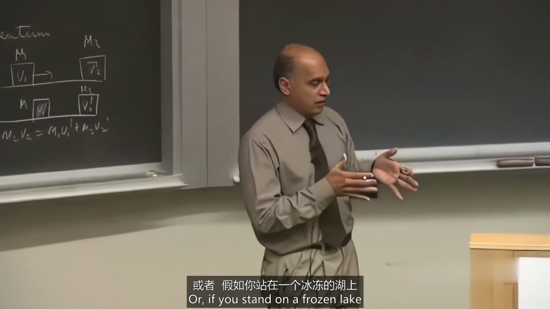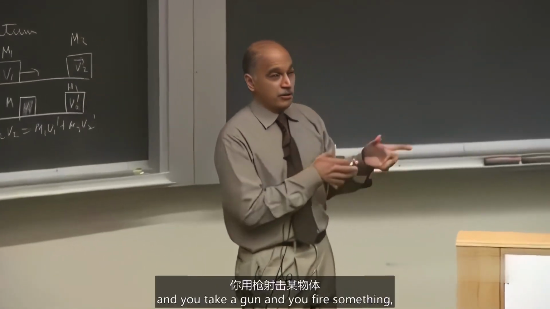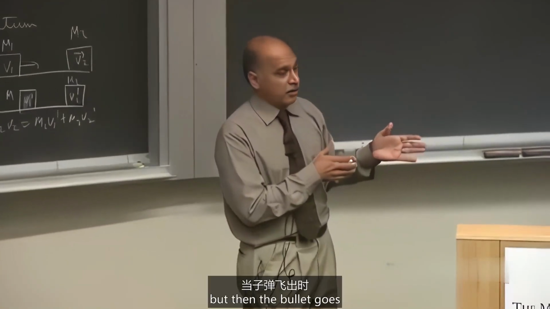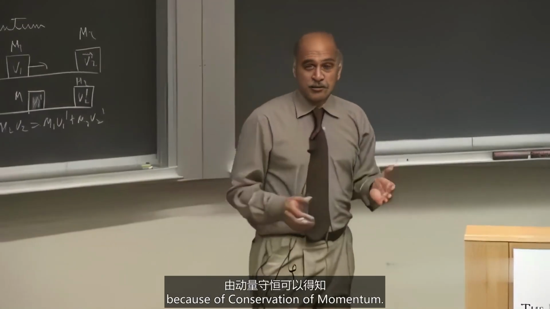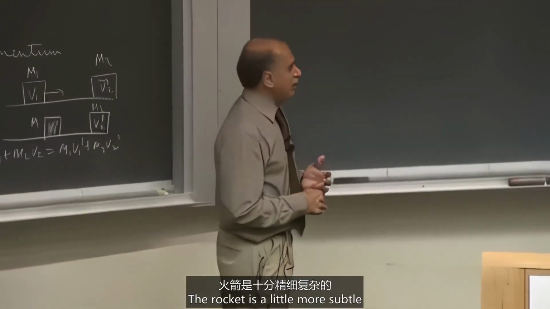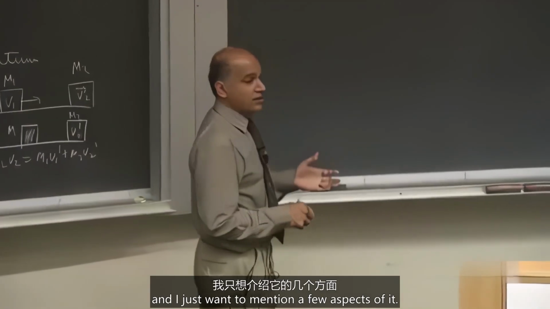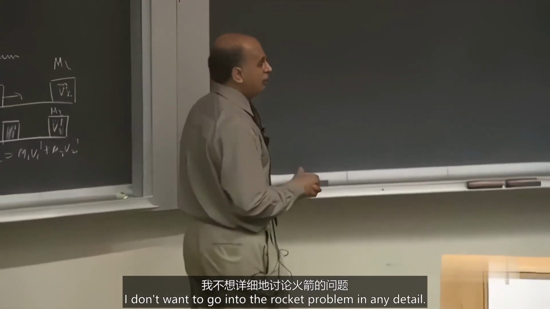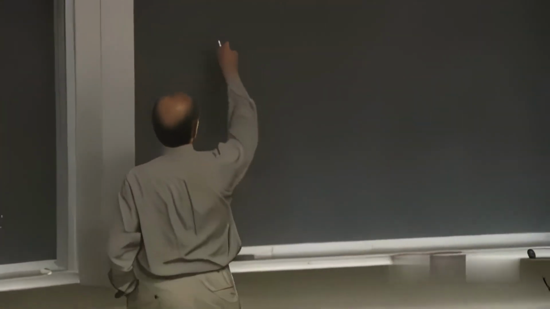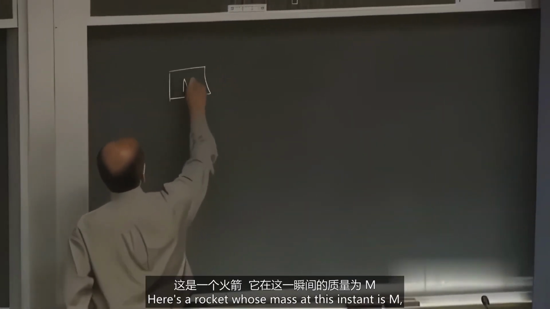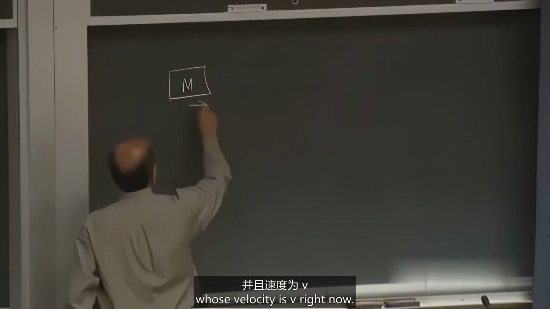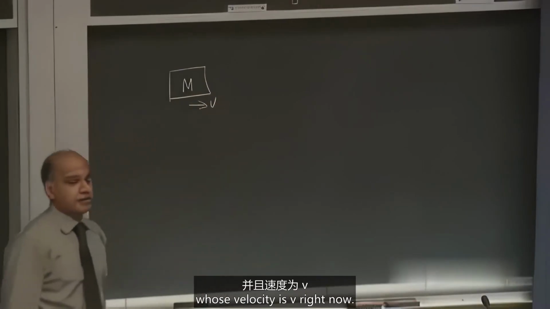Or if you stand on a frozen lake and you take a gun and you fire something, then the bullet goes one way and you go the opposite way, again because of conservation of momentum. The rocket is a little more subtle, and I just want to mention a few aspects of it. I don't want to go into the rocket problem in any detail. It's good for you to know how these things are done. Here's a rocket whose mass at this instant is m, whose velocity is v, right now.